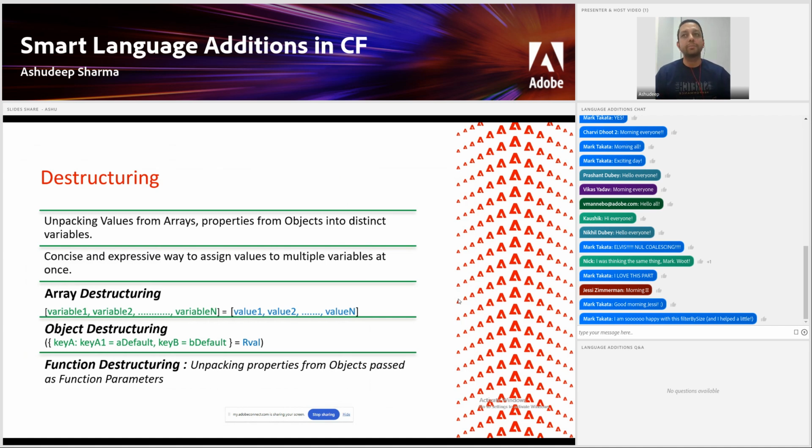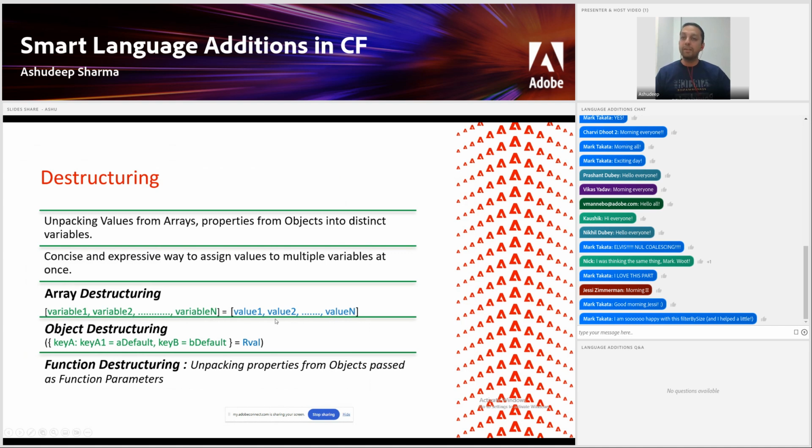It's a very concise and expressive way to assign values to multiple variables using a small syntax. For array destructuring, we have the syntax like this: using square brackets, you specify the keys or variable names that you want to assign, and on the right hand side, these can be the values.